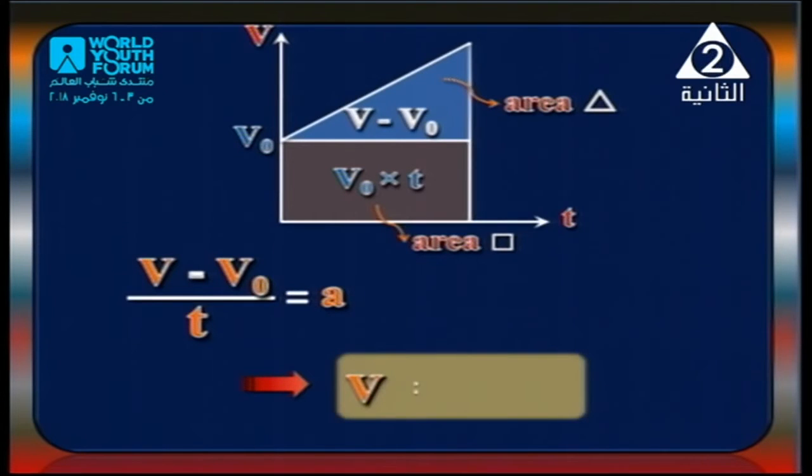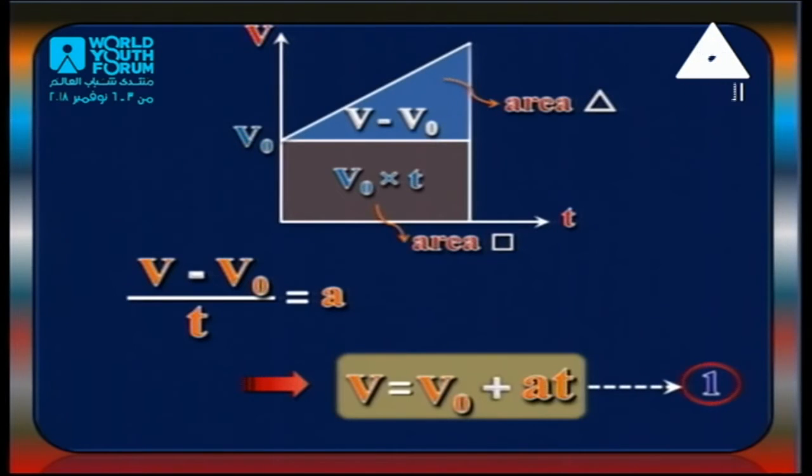V equals V naught plus AT. If V minus V naught over T equals A, therefore we deduce that V equals V naught plus AT. This is the first rule. The final velocity equals the initial velocity plus the product of acceleration times time.